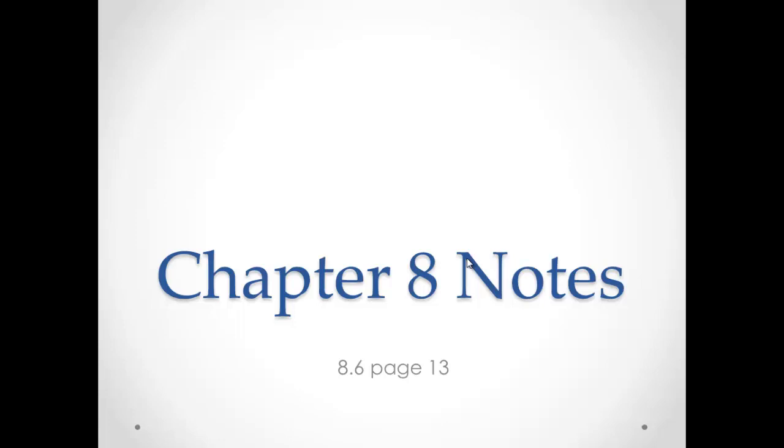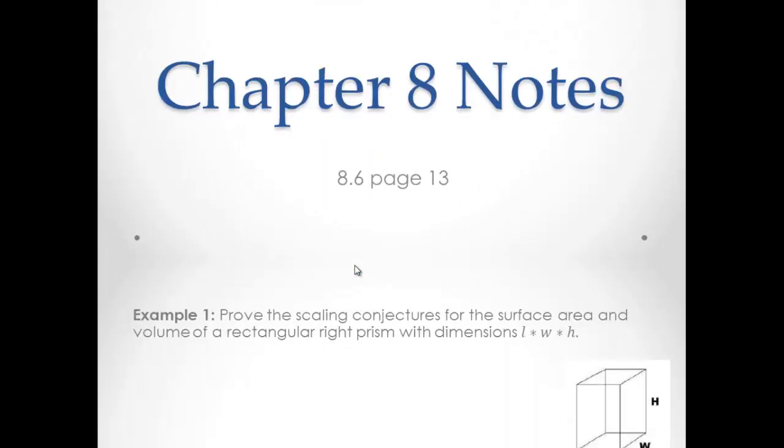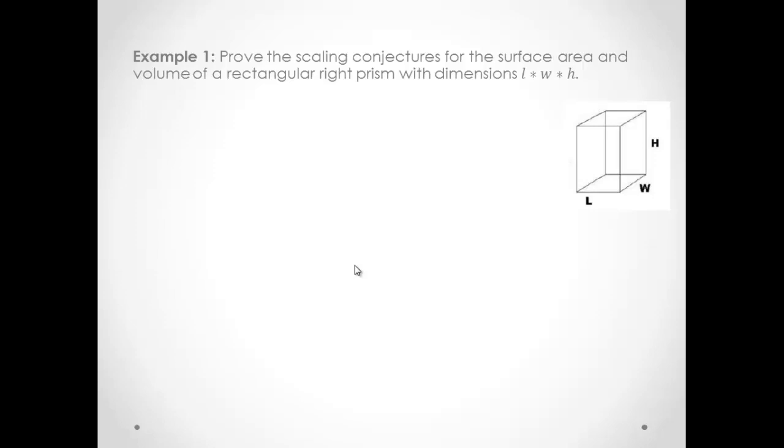We are on page 13 of our notes here, 8.6. We have two examples here, starting with a proof. The question says, prove the scaling conjectures for the surface area and volume of a rectangular right prism with dimensions length times width times height, and we see the diagram right there.